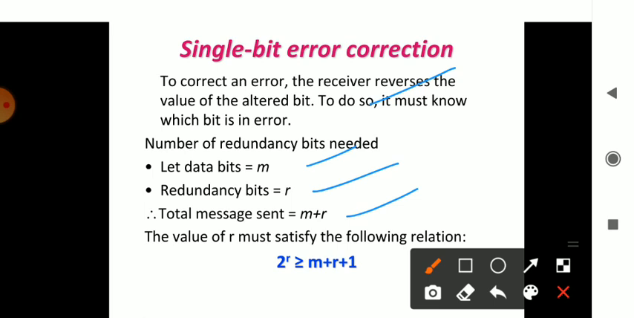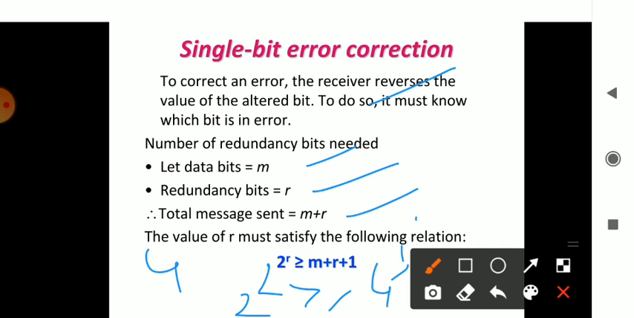So how do you check it? 2 to the power 2, for example, is equal to 4, which should be greater than or equal to M plus R plus 1. Considering M as 4 bits, 4 plus 1 plus 1 is 6. So 6 is greater than or equal to 4, no.